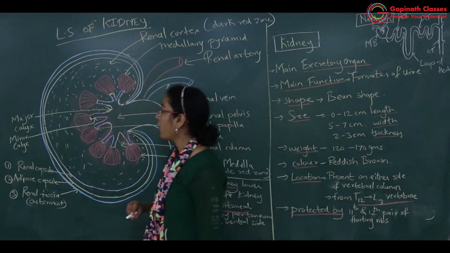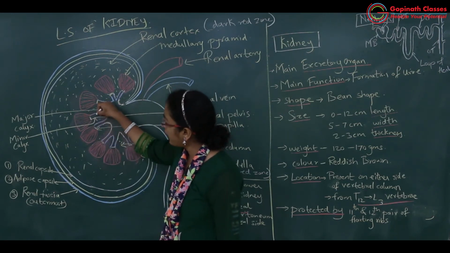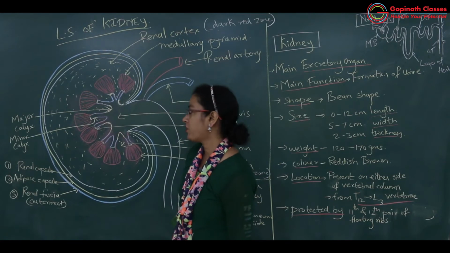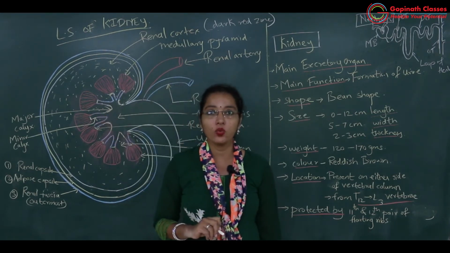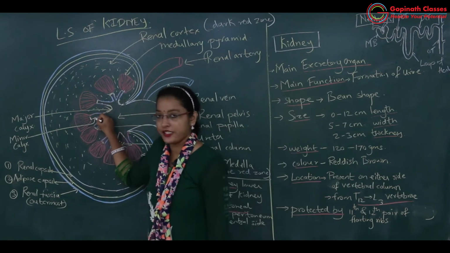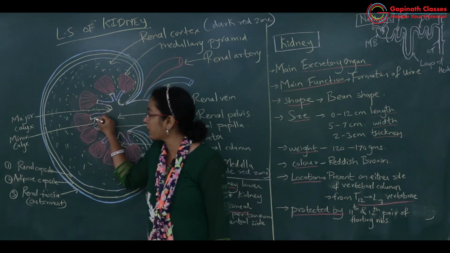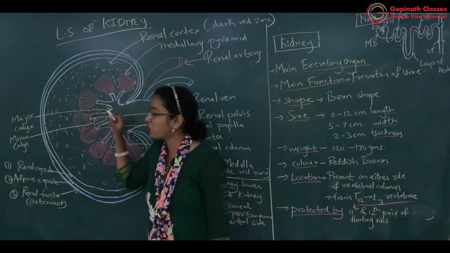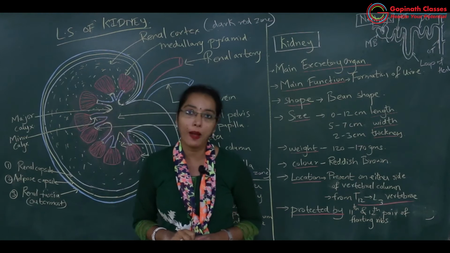Got it? Now these pyramids are opening into a tubular structure, and that small tubular structure is known as the minor calyx. The minor calyx is a small tubular structure which will have the opening of the renal papilla.